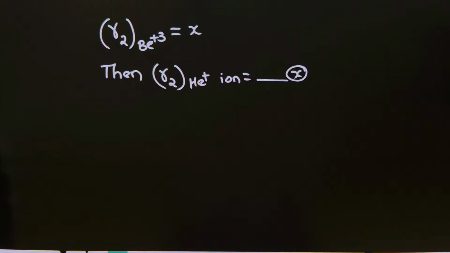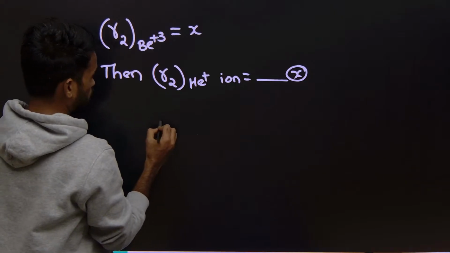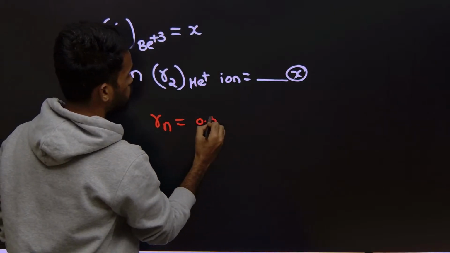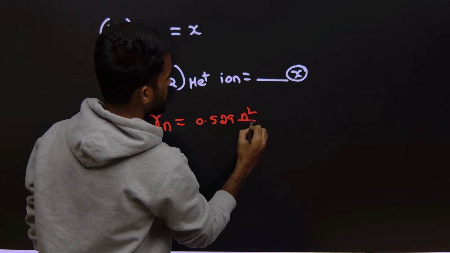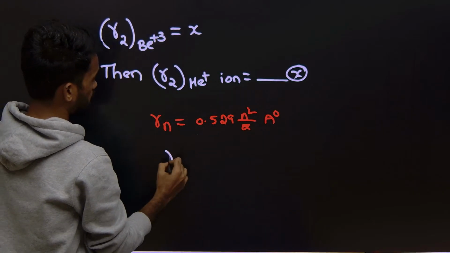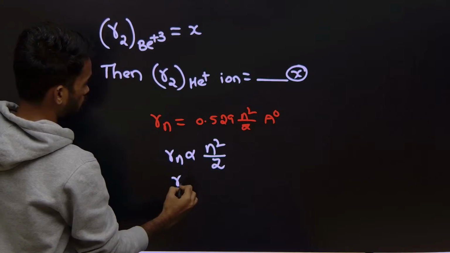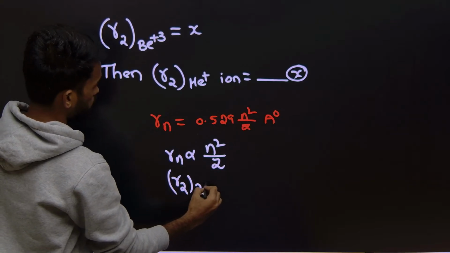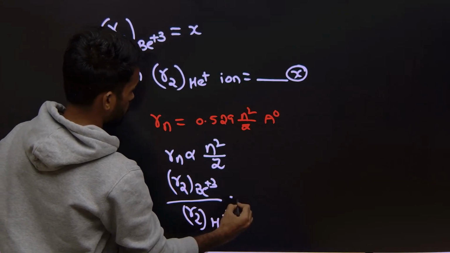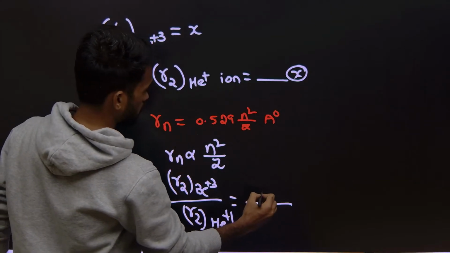Just try this. What could be the answer for this? Simply, you can use the radius of an nth orbit for hydrogen-like species as 0.529 n square by z in angstroms. Since it is a ratio, you can say Rn is directly proportional to n square by z. So R2 of beryllium plus 3 by R2 of helium plus 1 is equal to, what is the n value they have mentioned? R2, 2 square, 4.